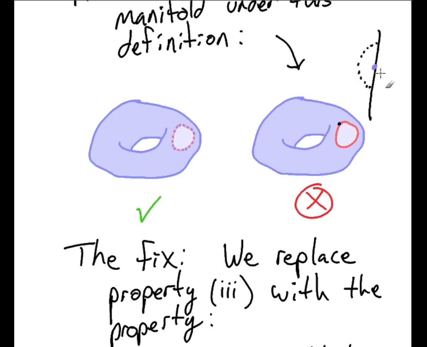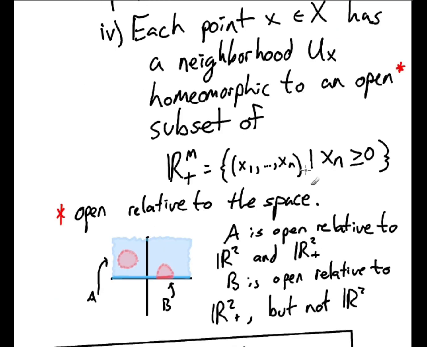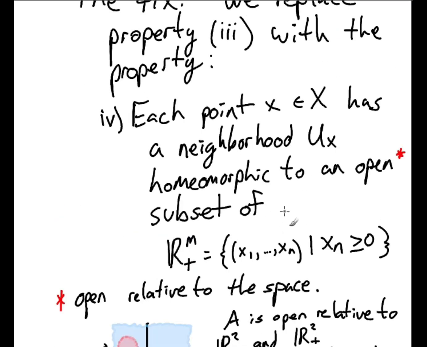Well, what if I just relax my condition that I have to be homeomorphic to real space? Instead, what I want is that my neighborhood is homeomorphic to an open subset of the half space. So it's the same as real space. The only difference is that that final coordinate has to be greater than or equal to 0.